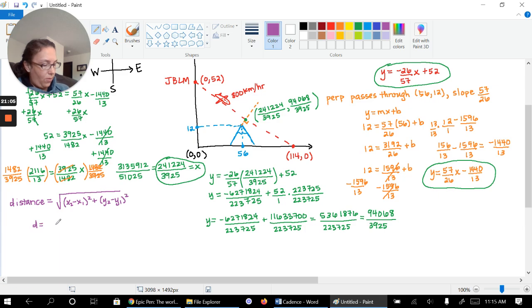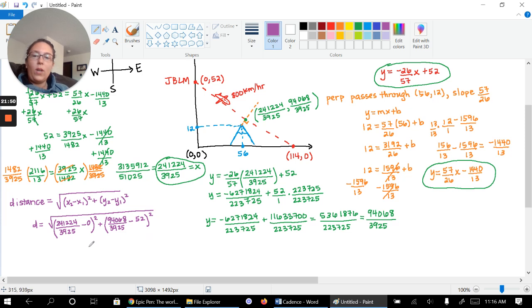So in this scenario, we are going to be finding the distance between the point (0, 52) and this green point. We are going to take the x-coordinate of the green point, 241,224 over 3925, and subtract 0 and then square it. Then we're going to add the y-coordinate, 94068 over 3925, minus 52, and then square that.